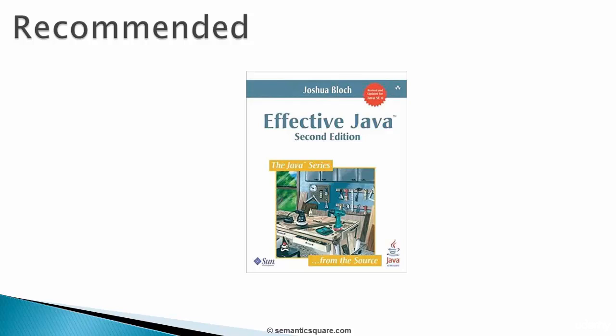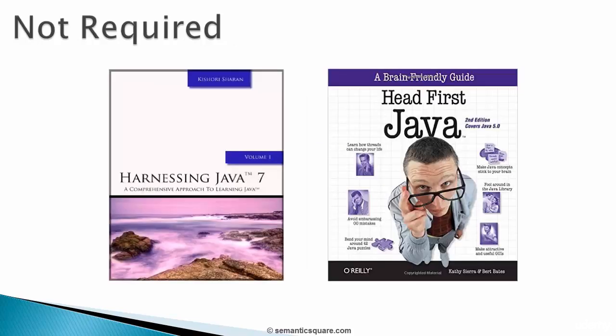But if you want to, you can buy this book, so that if we cover or discuss one particular item, you can actually read it from this book. But it is not really necessary. And other than that, these are some core Java books. So Harnessing Java is by Kishori Sharan, and there are volumes 1 and 2. If you want to, you can buy that, but it is not necessary at all. It's just for your reference.